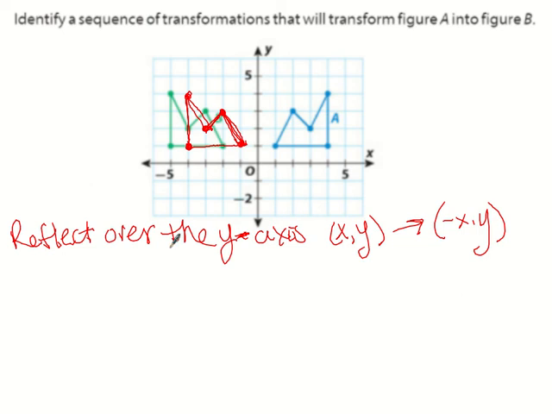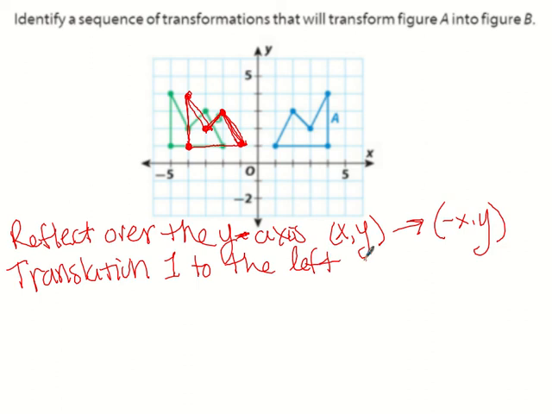Well, now we can see that I clearly need to just slide it over 1. That's a translation. And we're going to say 1 to the left. So now we're going to take our x, y, and we're going to take x minus 1 because that's all I need to do. And so if we look, 1 over, 1 over, they all end up where they're supposed to be. All right, there we go. So we only needed 2. Sometimes we need 3. Sometimes we need 4. It just depends on the transformation.